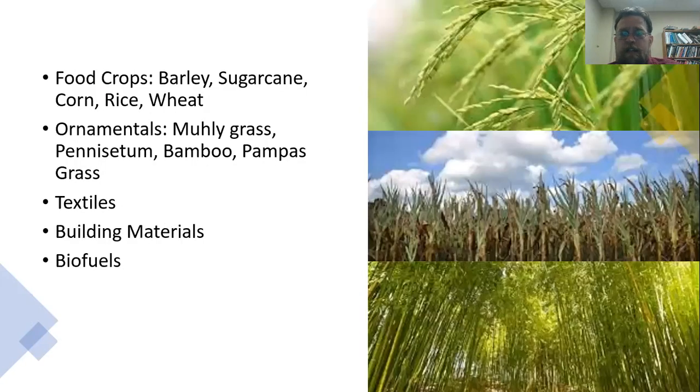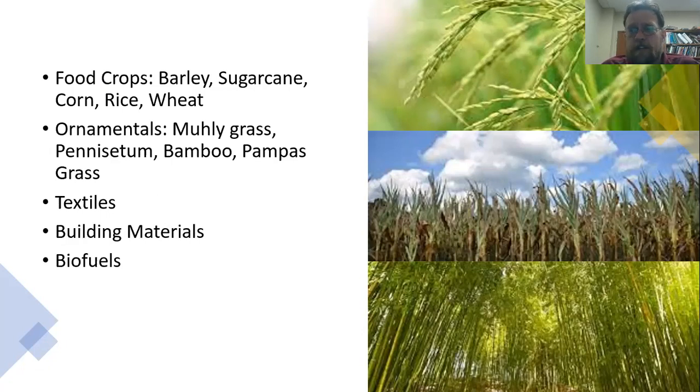They tend to have their flowers at the top of the culms or the stalks, where the flowers are borne in spikelets. Really important food crops like barley, corn, rice, and wheat, sugar cane. Also important as ornamentals, so muhly grass and bamboo, pampas grass, pennisetum. All of these are important ornamentals, but also used as textiles.